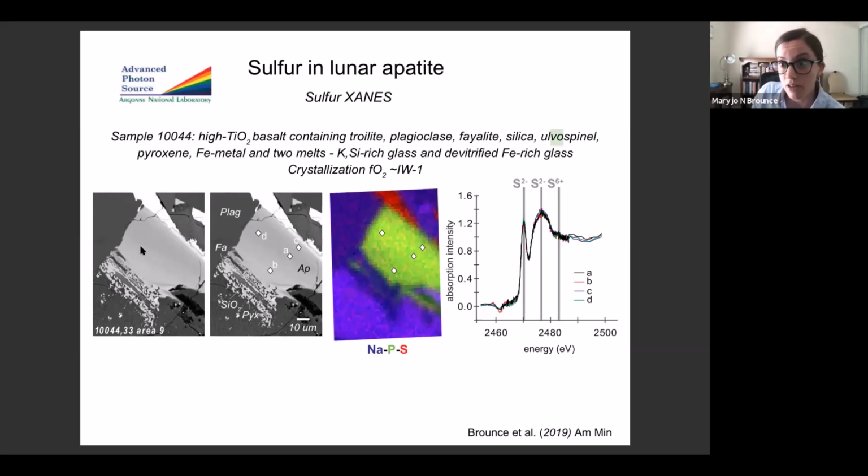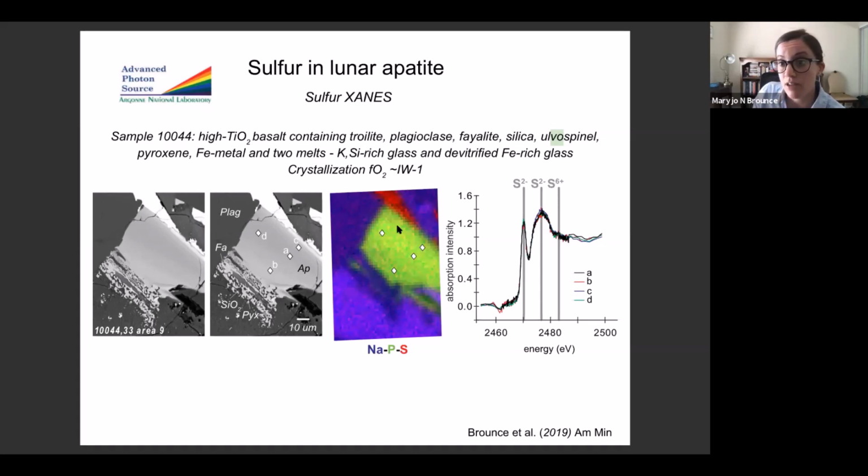Here's a backscatter image of an apatite grain. It is in contact with this complicated texture down here to the right, where we see the presence of fayalite and silica. So here is an apatite in this Apollo 11 rock that knows about the very low fO2 during crystallization, iron-wüstite minus 1. The apatite itself is clean, so there are not a lot of cracks or fractures.